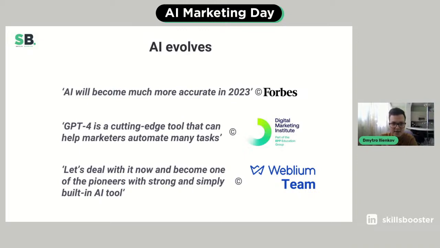For example, Forbes said that AI will become much more accurate in 2023, so it's evolving. Also, Digital Marketing Institute commented that ChatGPT 4 is a cutting-edge tool that can help marketers automate many tasks. And talking about our opinion, Weblium's one, we said let's deal with it now and become one of the pioneers with a strong and simply built-in AI tool to help our customers.